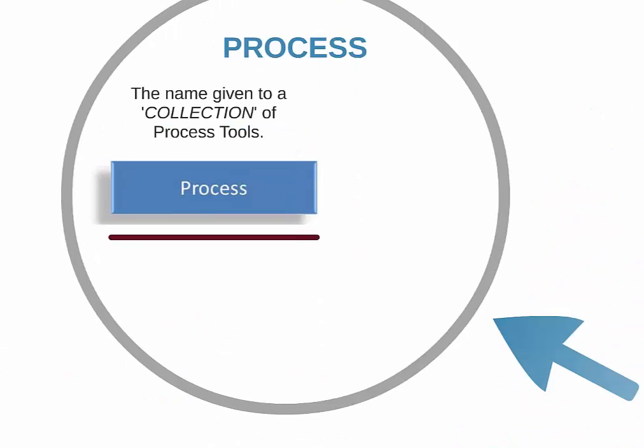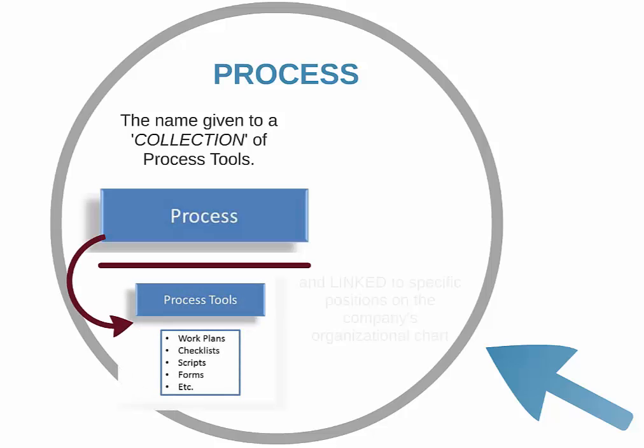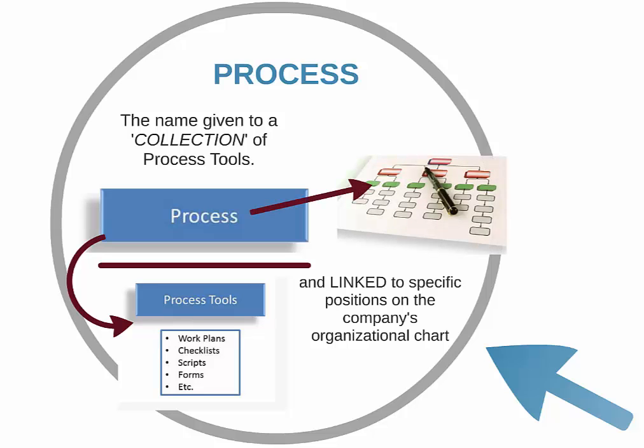A process then is a name given to a collection of process tools. And then a process is linked to all of those positions that are required to follow that process. And that is why you might have 300 or 400 processes in your business, but a specific position might only have 10 or 15. And someone in that specific position simply needs to click on their position and only those processes that they need to follow are there. So it makes it very easy to find what they need to do.